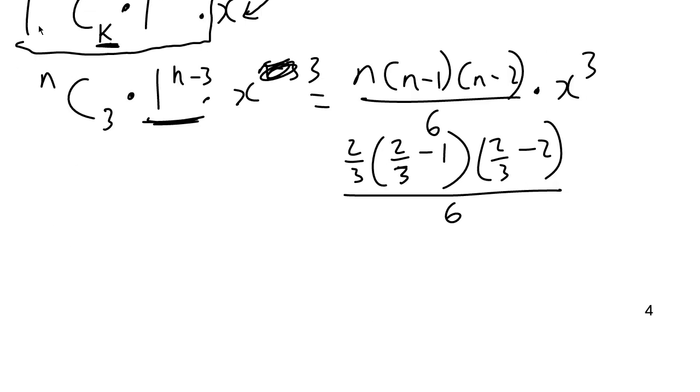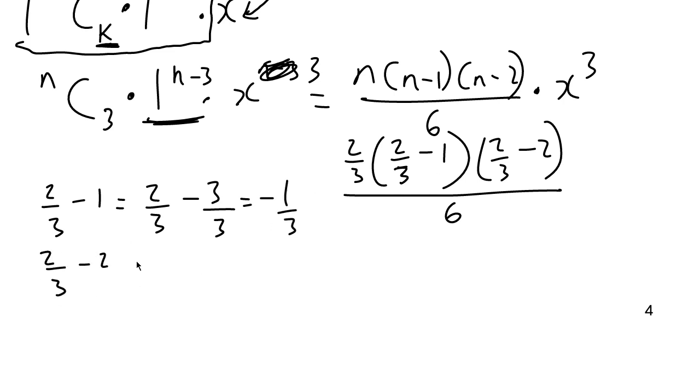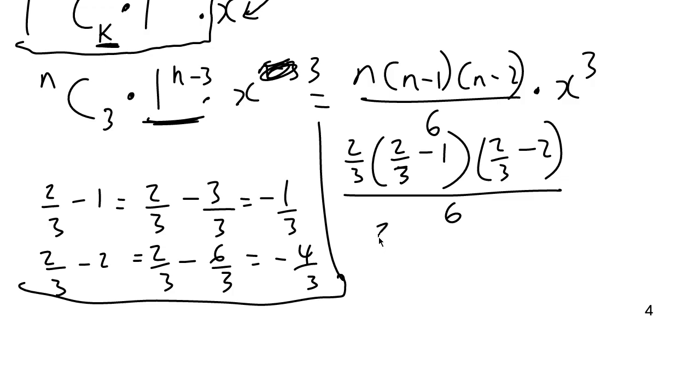So what is 2 over 3 minus 1? 2 over 3 minus 1 is the same thing as 2 over 3 minus 3 over 3, which is minus 1 over 3. And 2 over 3 minus 2 is simply 2 over 3 minus 6 over 3, which is minus 4 over 3. So with this now, what are we having? 2 over 3 into minus 1 over 3, into negative 4 over 3.